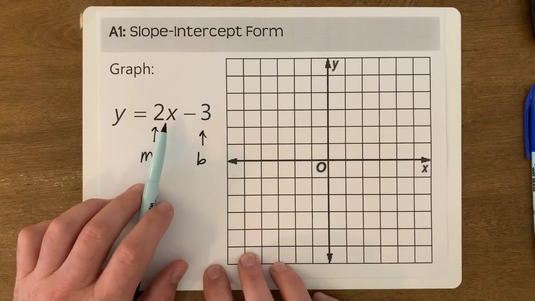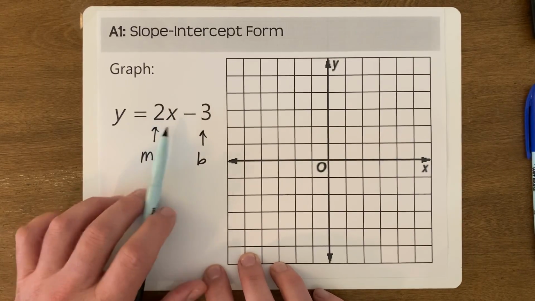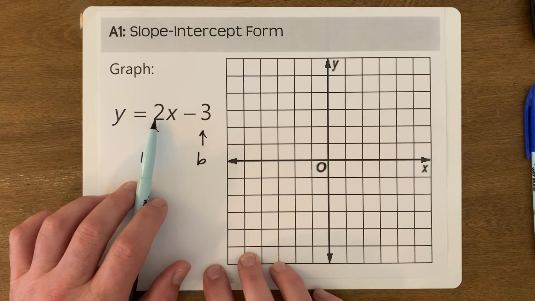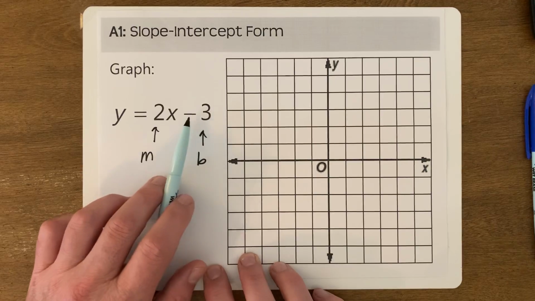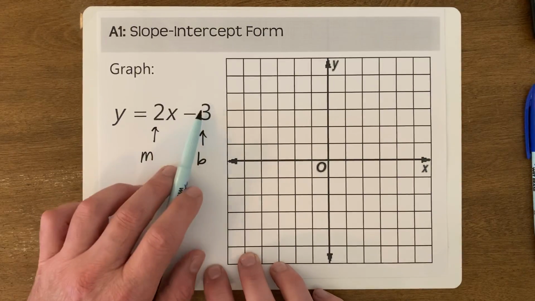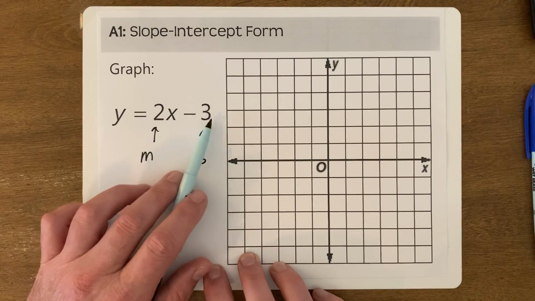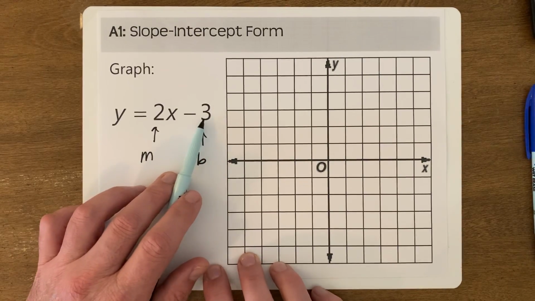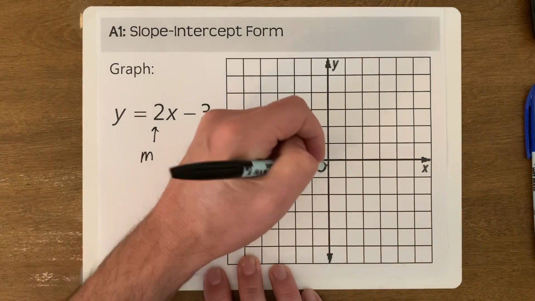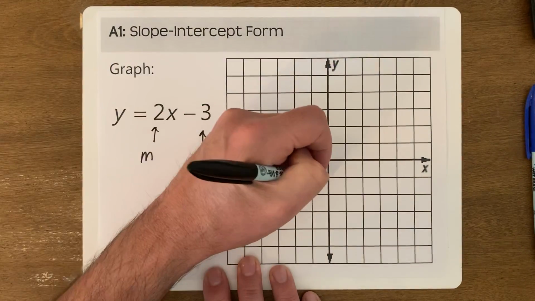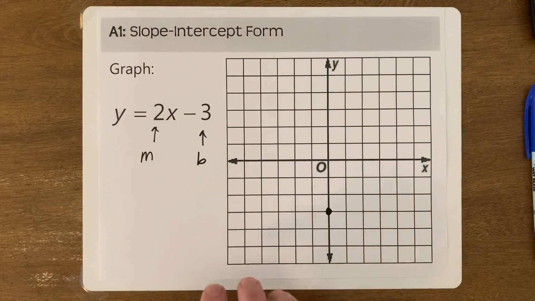One thing to note is the x is never with the slope. When I say slope, we don't say 2x, we just say 2, the coefficient. With the y-intercept, we just say the constant, negative 3. If it's not there, then it's 0. For this one, we have a y-intercept of negative 3, so we start here. Here's our y-axis, so we go down 3 from the origin and put a dot. 1, 2, 3. That's our y-intercept.